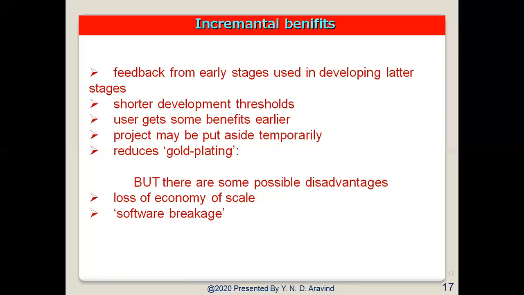So the user gets some sort of benefits earlier, because the project may be put aside temporarily and it reduces gold plating. This helps to mitigate or integrate the architecture risk earlier in the project. Stakeholders can give concrete advice on the project status throughout the life cycle. This allows the delivery of a series of implementations that are gradually more complete and can go into production more quickly as incremental releases.